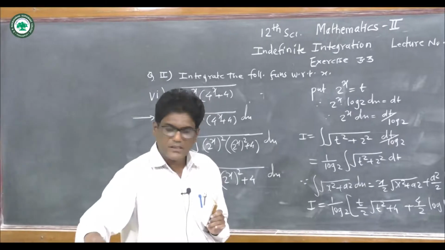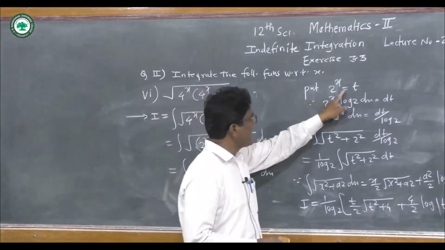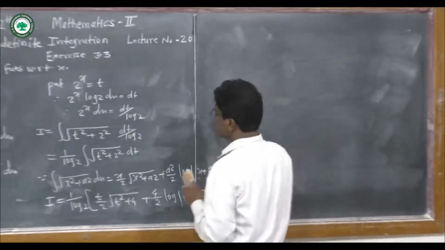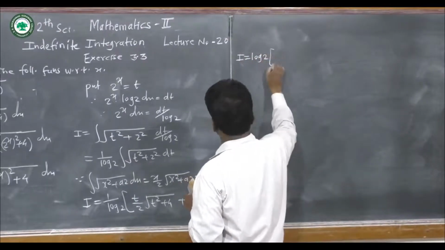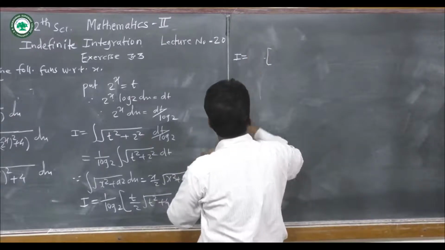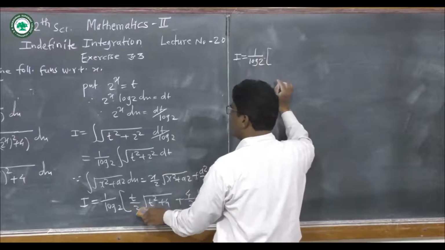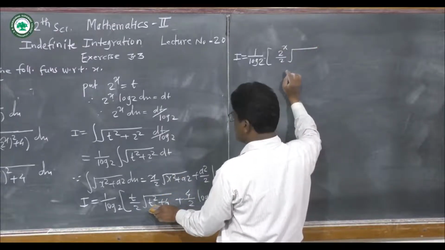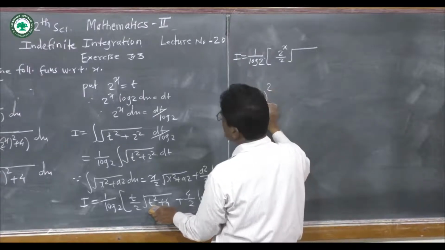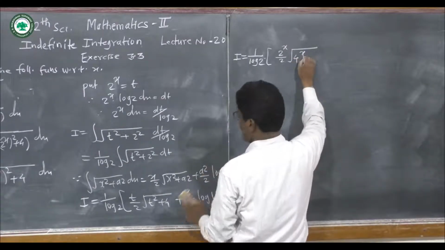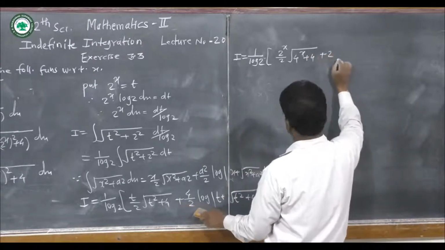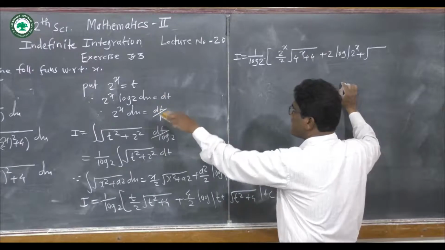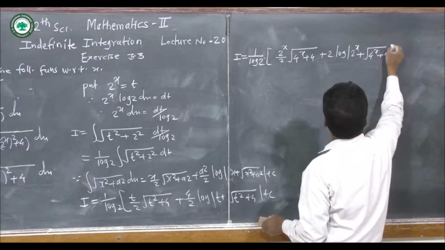Now here finally we put the value of t as 2 to the power x, and therefore we get required integral final solution I is equal to 1 upon log of 2 in the bracket, t upon 2, t is 2 to the power x, so 2 to the power x upon 2 under root of t square means here 2 to the power x its square, so we write it as 4 to the power x, and plus 4 upon 2, and log of again here t is 2 to the power x plus under root of 4 to the power x and plus 4, and plus constant of integration.